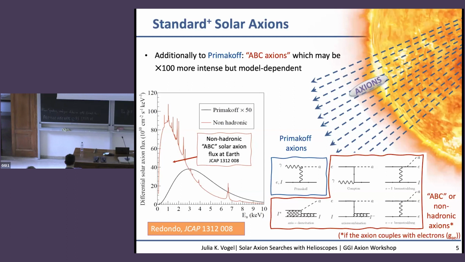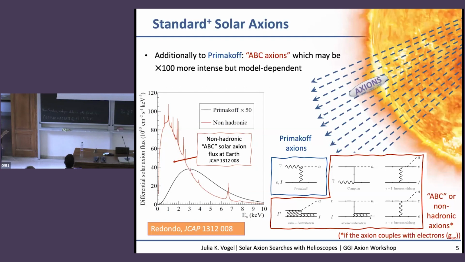This matters for experiments because we have to lower our thresholds. And also in terms of energy resolution, you see way more structure in the axion-electron expected spectrum, axions from electron coupling. So in order to resolve this structure, we also need better energy resolution.